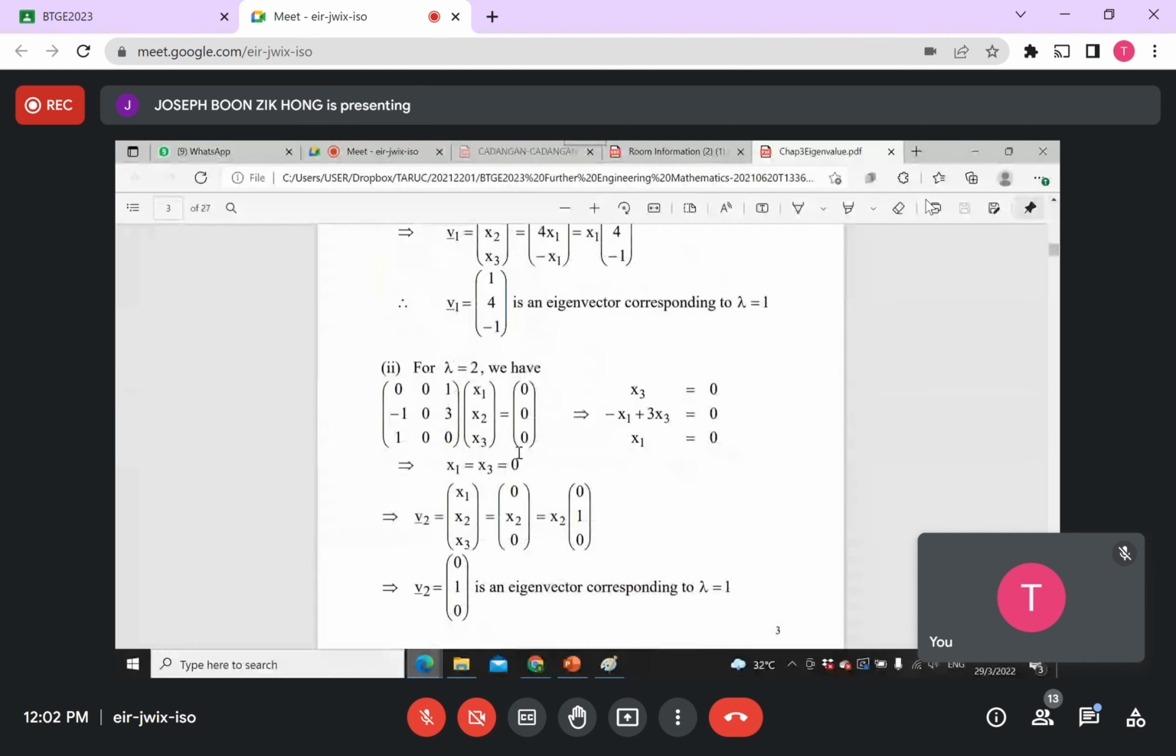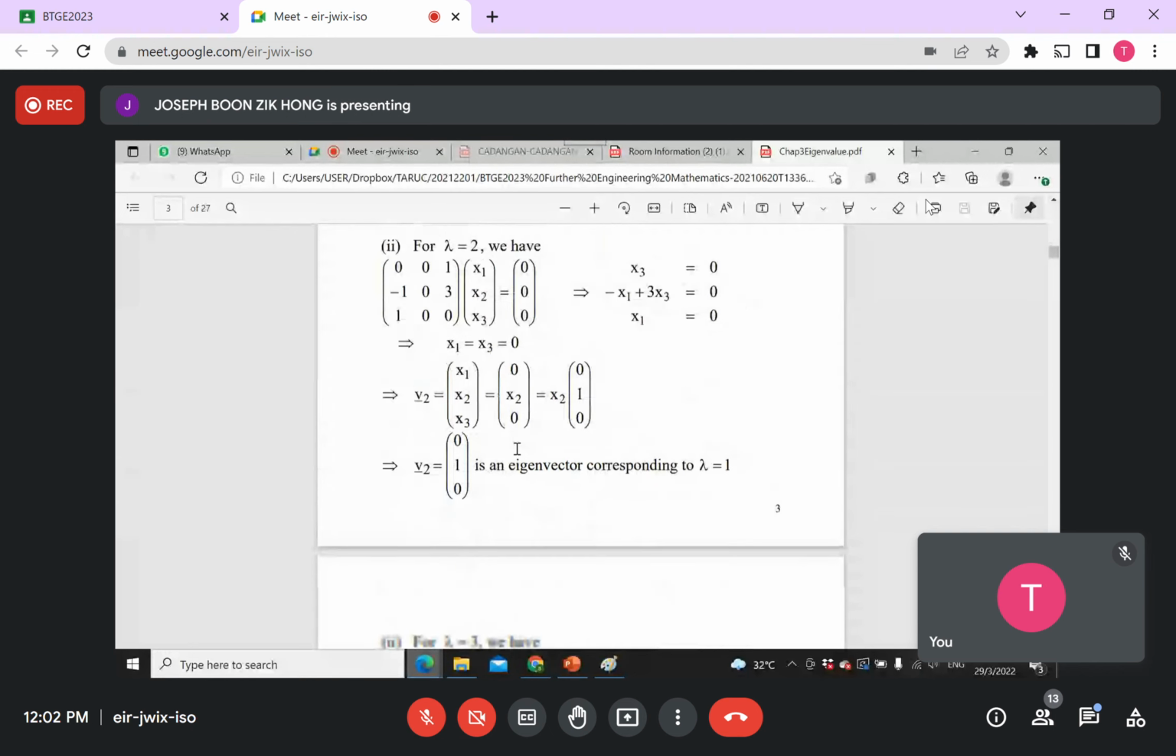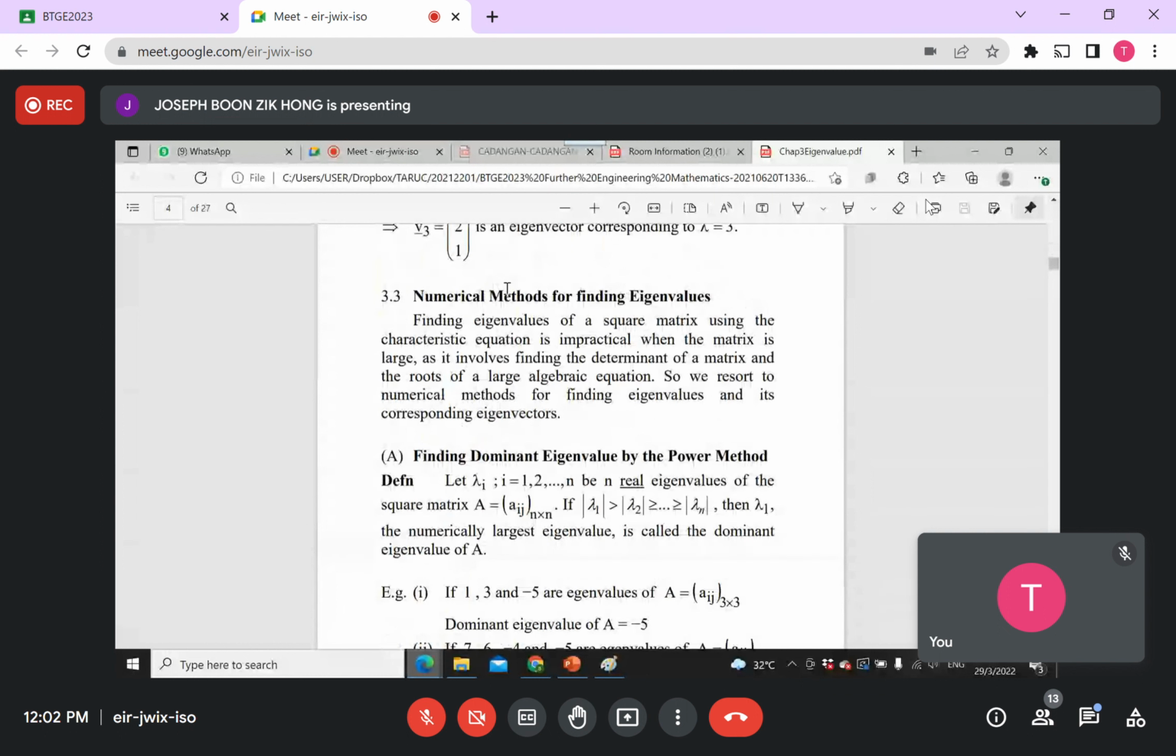So that's why here we have one method we call the numerical method. But the numerical method has conditions.